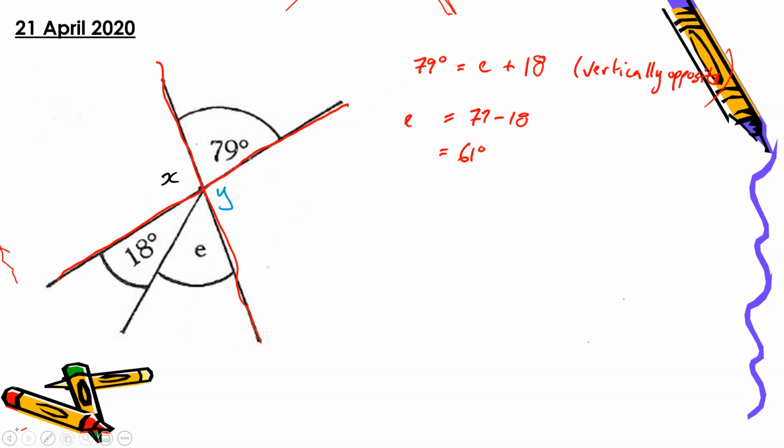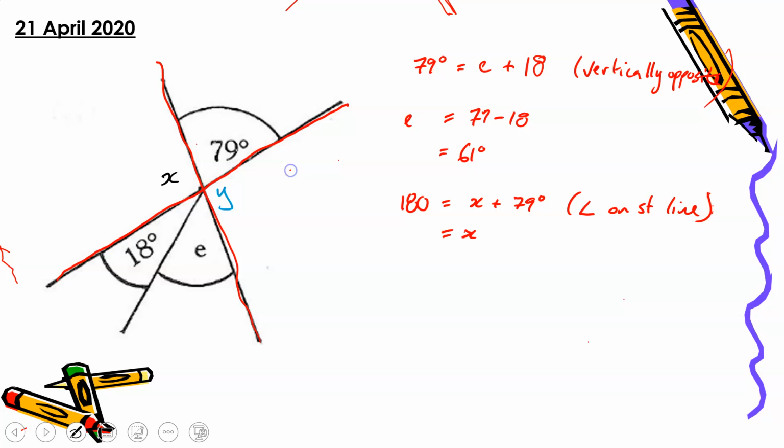Going back a step, we still haven't worked out X and Y. So we know, first of all, that 180 is equal to X plus 79. The reason for that is angles on a straight line. We can do the maths on that, and X is equal to 101 degrees. 180 take away 79. So we've got 61 degrees here. We know this is 101.